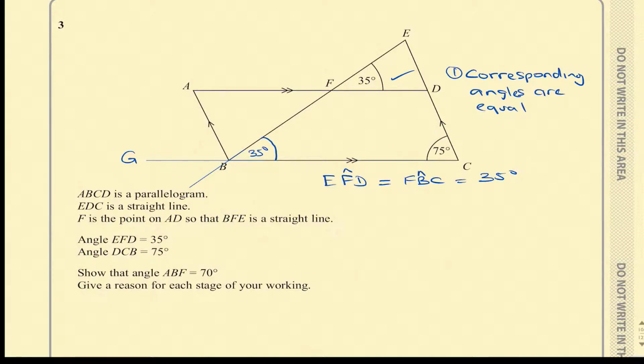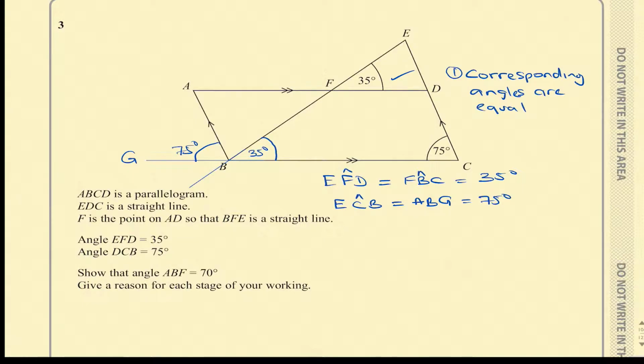Now there's another corresponding angle, so I'm using this corresponding angle twice, which is 75. So angle DCB is also corresponding to angle ABG, which is 75 degrees. So this angle is 75 degrees.